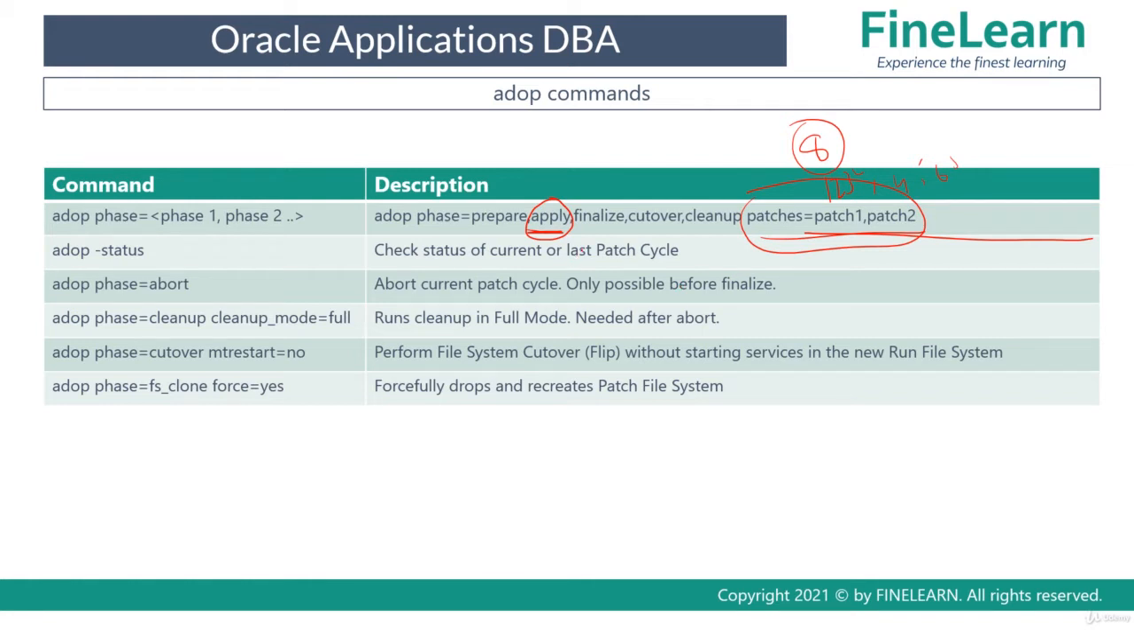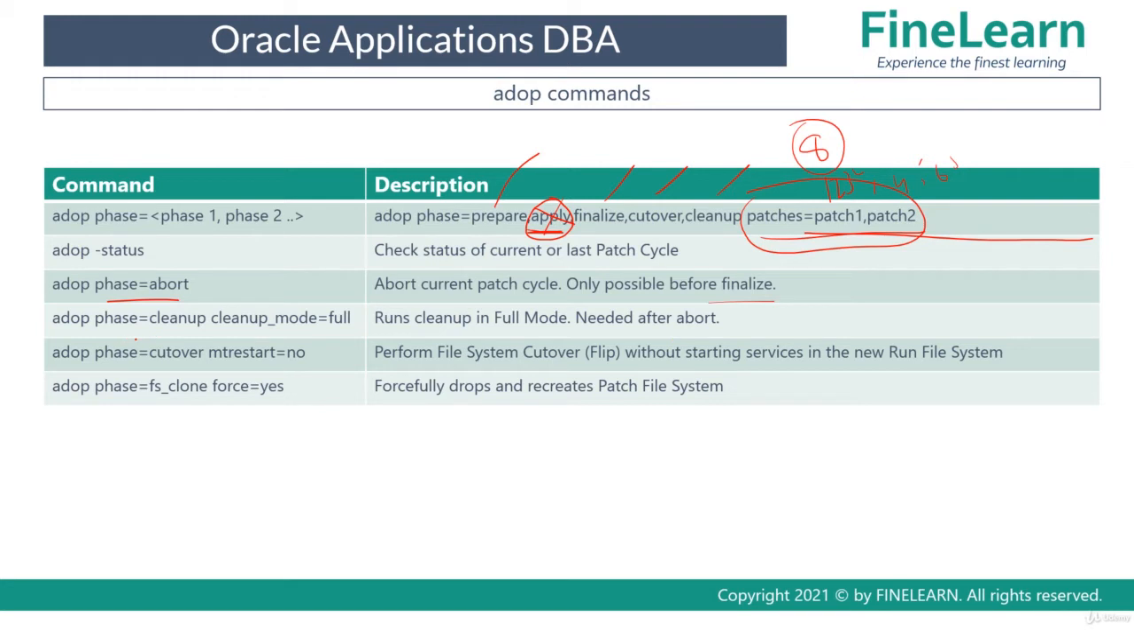If you want to run an empty patch cycle, you can simply run ADOP phase equal to prepare and then finalize, cutover, cleanup. Because you're not applying any patches, apply phase is not mandatory. But if you're applying any patches, of course you have to run apply followed by patches equal to the list of patches which you want to apply. To check the status, I have to simply run ADOP status. And phase equal to abort will abort your patch cycle. As I told, it is only possible before finalize.